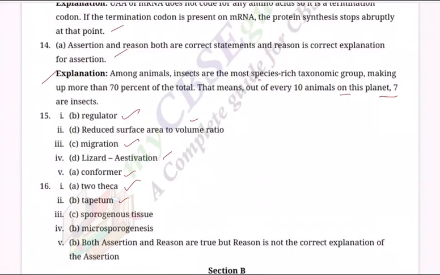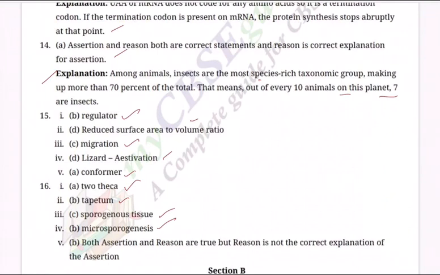Answer C. And question 4. The process of formation of microspores from pollen mother cell through meiosis is called microsporogenesis. And the last, question number 5, assertion reasoning.